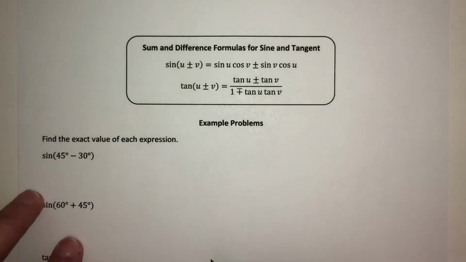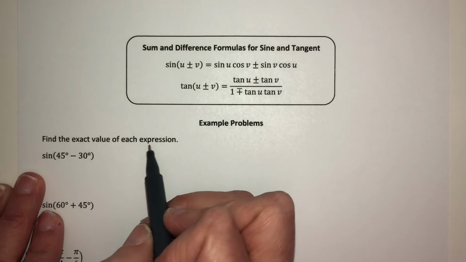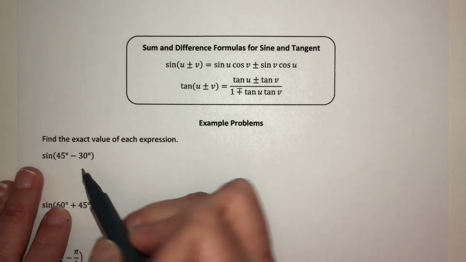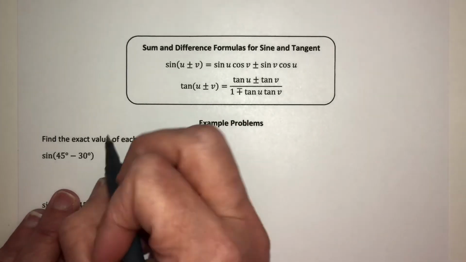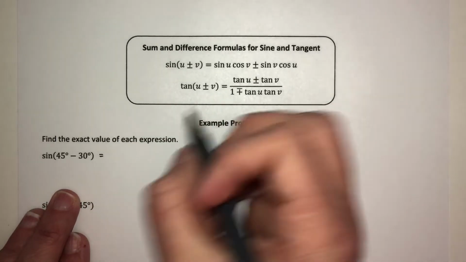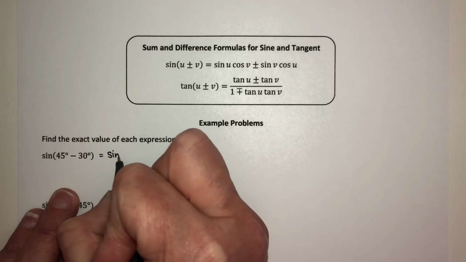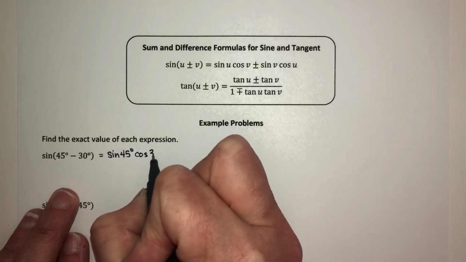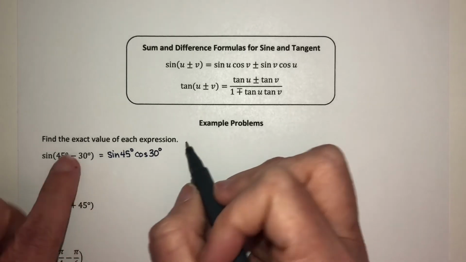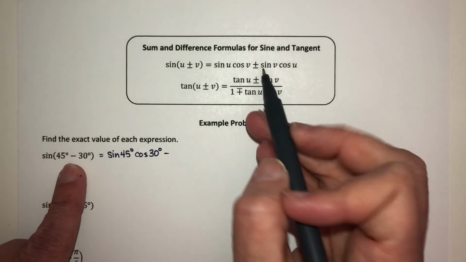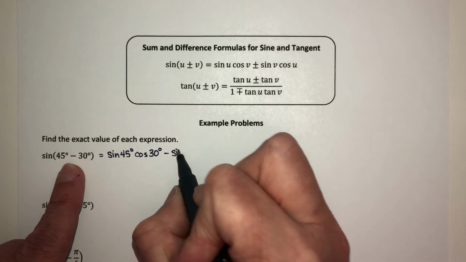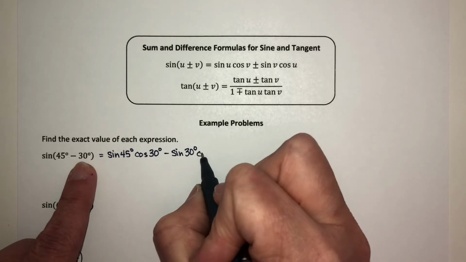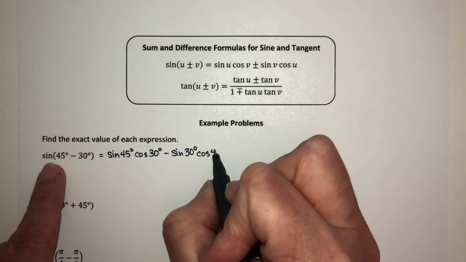Okay, let's work some problems. Find the exact value of sine of 45 degrees minus 30 degrees. Well, this would be sine of 45 degrees times cosine of 30 degrees minus, we get to use the same sign. Now, sine of the other measure times cosine of the other measure.